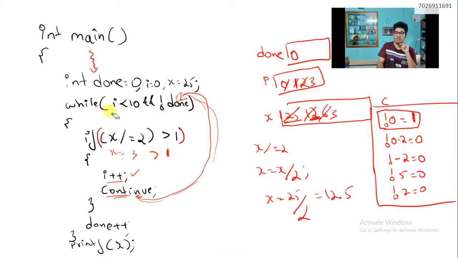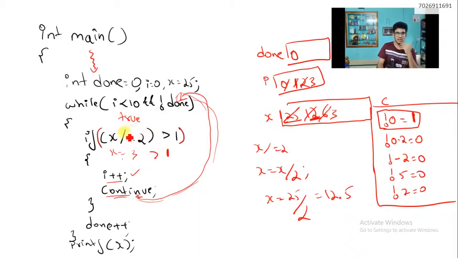What's the I value? I value is 3. Is 3 less than 10? Yes, 3 is less than 10. So answer is true. And not of done value is still 0. So not of 0 is 1. True and 1. What is true and 1? True and 1 is true. In C, not in Java, in C here.